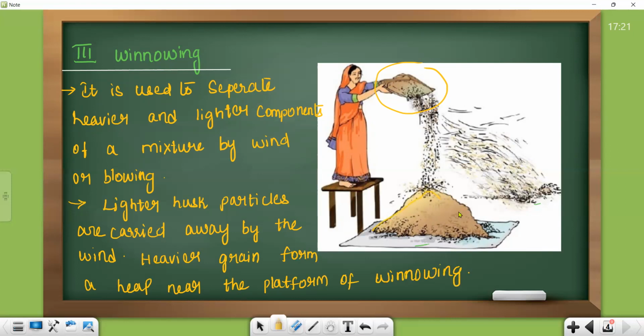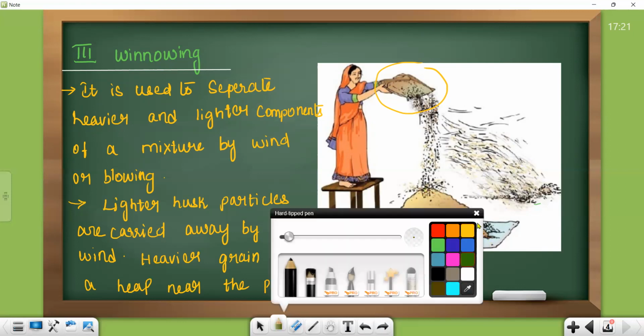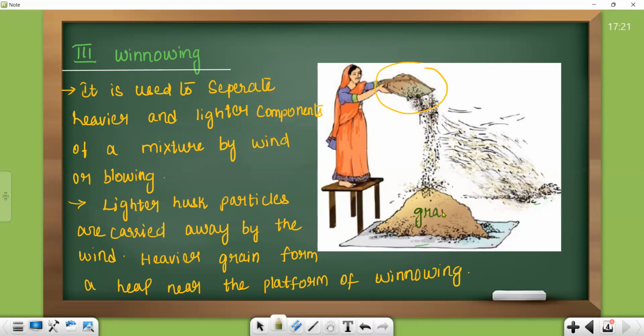Okay, can you see how the heap is formed here? How the grains are separated? So the grains are separated in this way. These are heavier and a heap is formed, whereas the husk, you can see how the husk is going away.